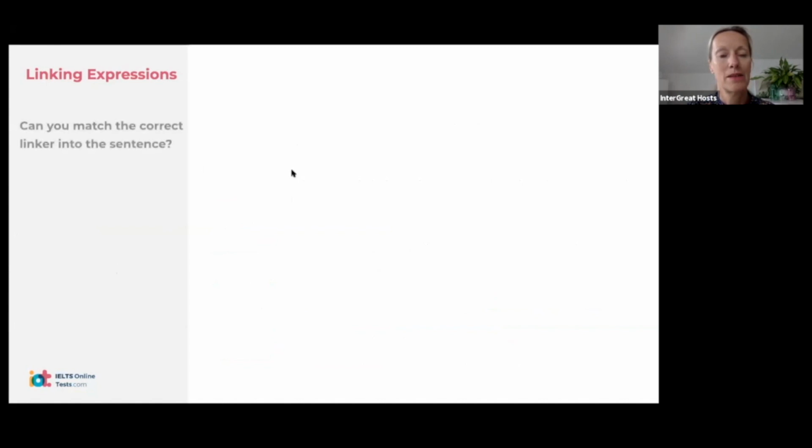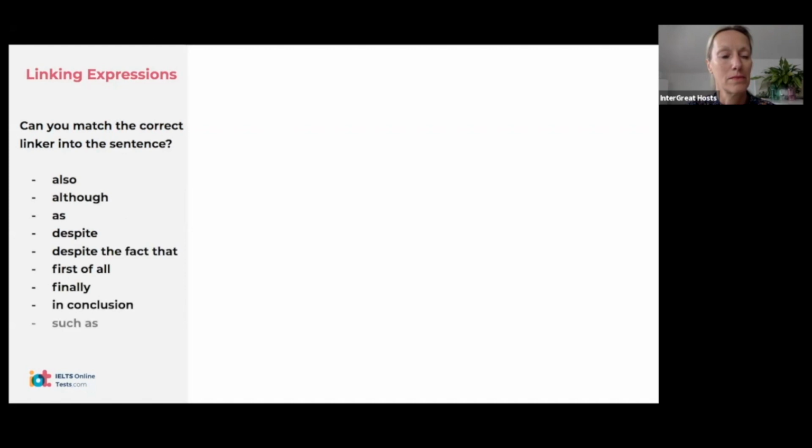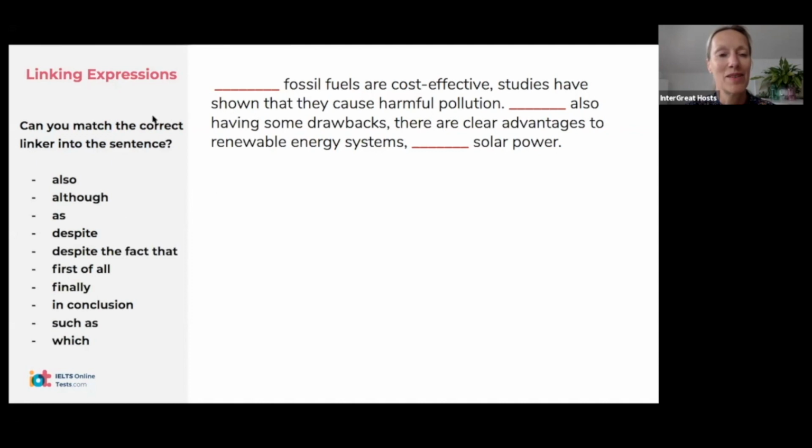So linking expressions. Can you match the correct linker into the sentence? Okay, so this is a very, very common error as well. It's when people use the wrong linking words and it really stands out. So instead of creating cohesion, you create confusion. So we've got some linking words here. Quite a few, I forgot there were this many. And let's just have a look at the text here. So see if you can add the correct words.